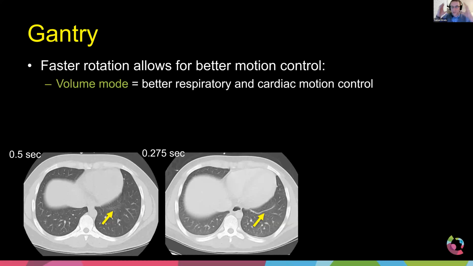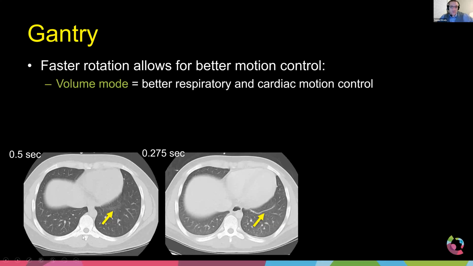In the head, there are some pulsatile issues with blood pulsing through the vessels, and obviously, the patient can have gross motion artifact by moving their head. But in the body, especially the thorax, there is involuntary motion that we can't prevent. You can tell the patient to take a deep breath, but you can't tell them to stop their heart for a moment. And so there is always going to be motion in this region.